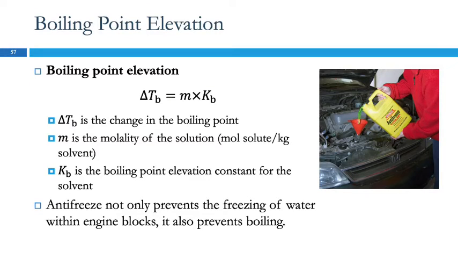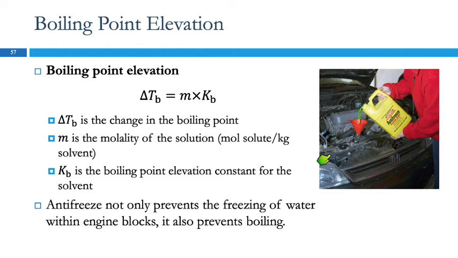We ended last week by talking about freezing point depression, and then we made ice cream, right? So boiling point elevation is extremely similar. The equation has the same form. What's different is that it has B's instead of F's, right? So delta T_b is the change in the boiling point, m again is the molality of the solution, and K_b is the boiling point elevation constant.